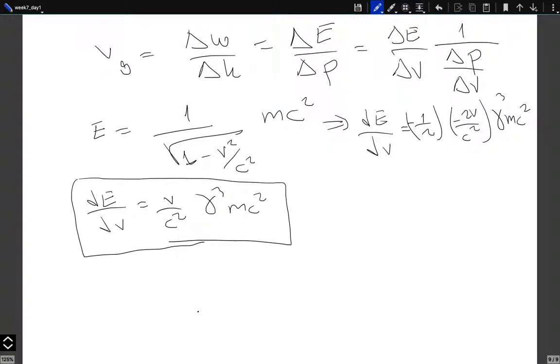Or sorry, maybe even there is a shorter way. Let's say E was equal to the square root of m squared c to the 4 minus p squared c squared. Okay, this is shorter. So forget these.